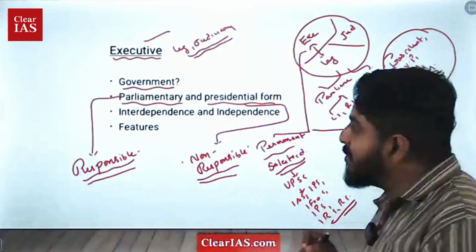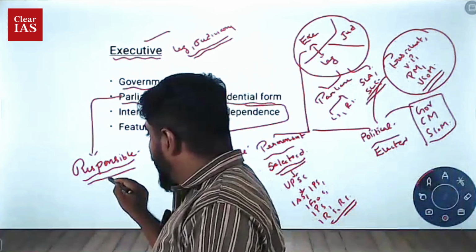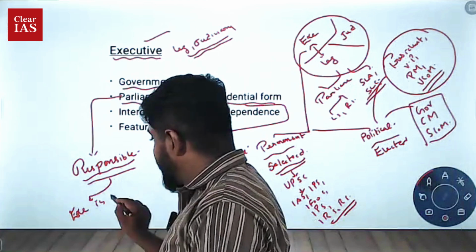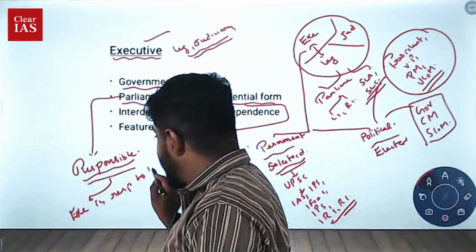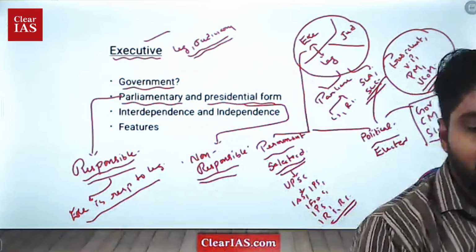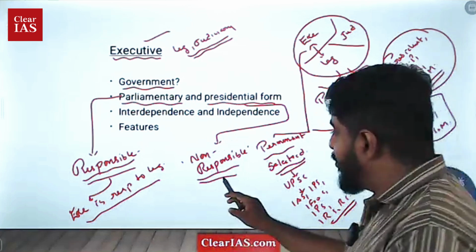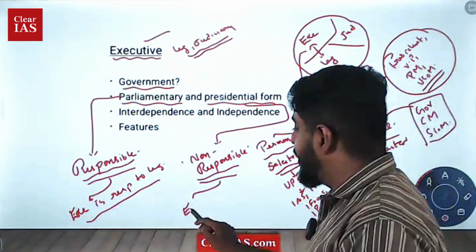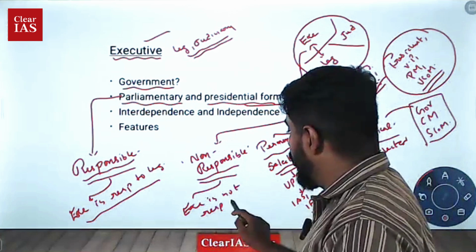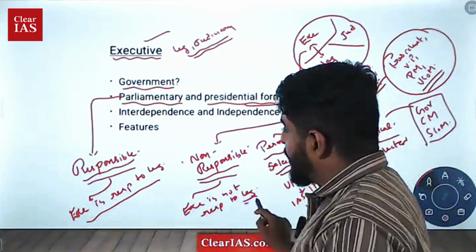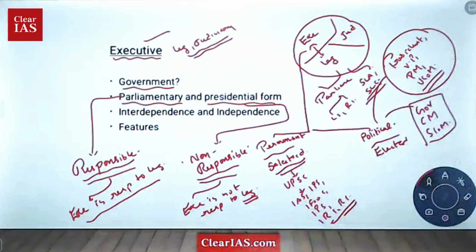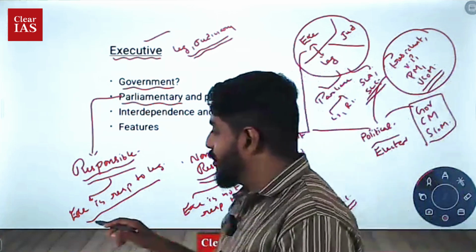Sir, now, responsible model of government means what? Responsible model of government means the executive is responsible to the legislature. Now, non-responsible model of government means the executive is not responsible to the legislature. So, responsible government means the executive is responsible to the legislature. Non-responsible government means the executive is not responsible to the legislature.